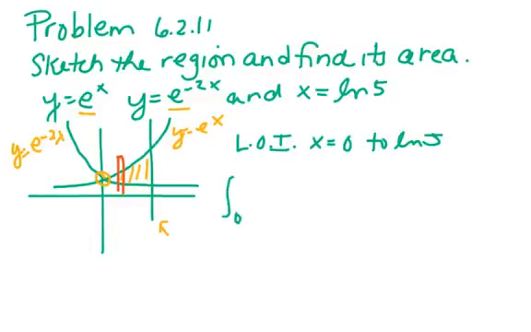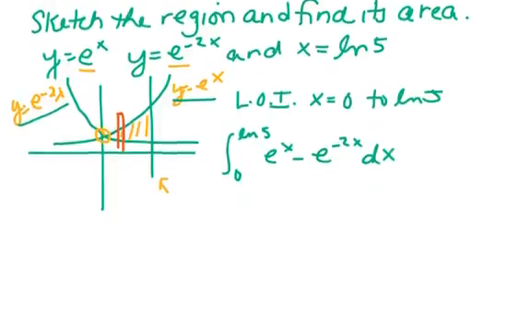It's going to go from 0 to ln of 5, and then we need to determine the curve on the right and the curve on the left, or I'm sorry, since we're integrating with respect to x, the curve on the top and the curve on the bottom. In this case, e to the x is f of x. This is the curve on the top, and the curve on the bottom is e to the minus 2x dx. So that's the setup for the integral.